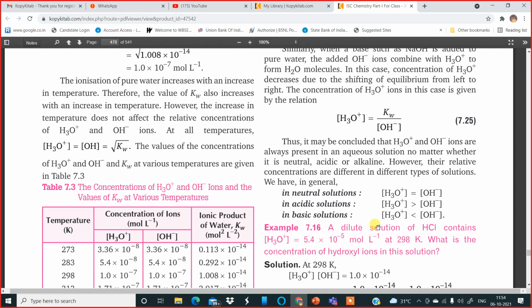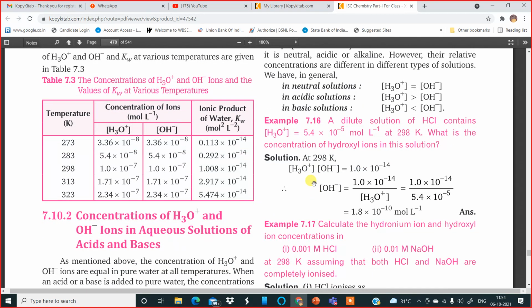Based on all this, some examples and numericals are there. Very simple, direct application of formula numericals. I'll read out this problem and try to explain it. A dilute solution of HCl contains concentration of hydronium ion 5.4 into 10 power minus 5 moles per liter at 290 Kelvin. What is the concentration of hydroxyl ion? We know this is the formula. The ionic product of water is 1.0 into 10 power minus 14. Make OH the subject of the formula, put the value of concentration of hydronium ion given in the question, 5.4 into 10 power minus 5, simplify it, and you get the answer.